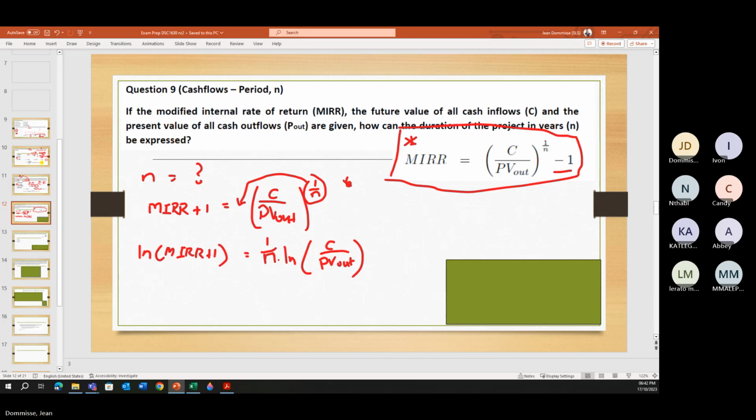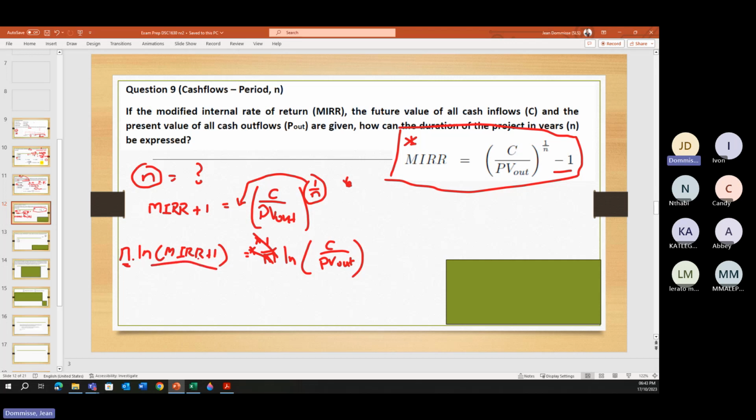So I need to still get n as the subject of this. Now I've got 1 over n, still not happy with that. If I multiply both sides with n, then on this side it will fall away. So on that side I have my n. Now at least I'm getting closer to what I need. The only other thing is I've now got n on this side and I need to get rid of this component.